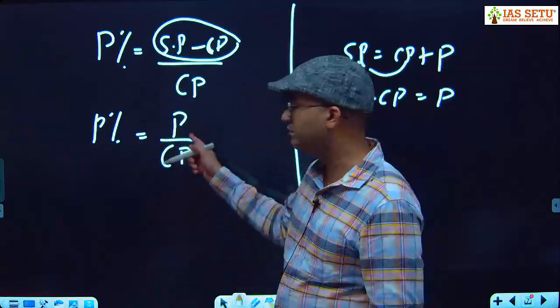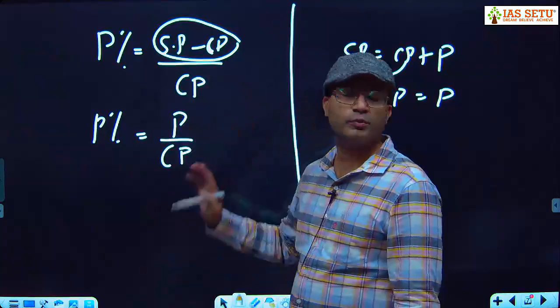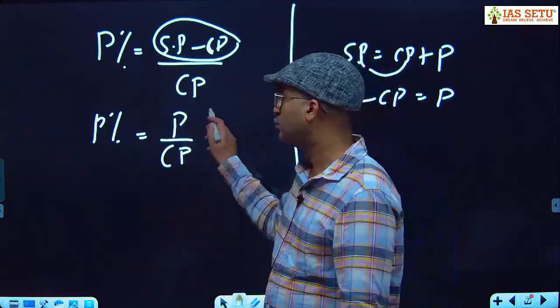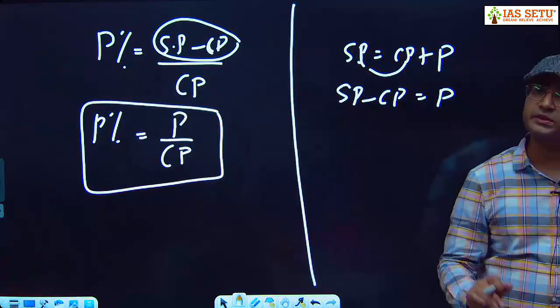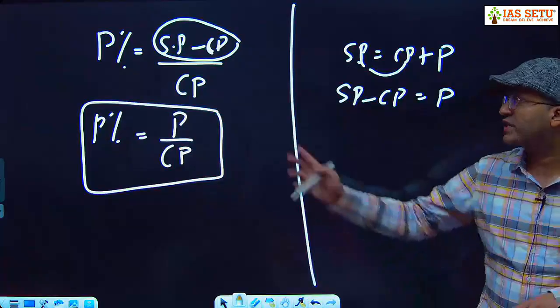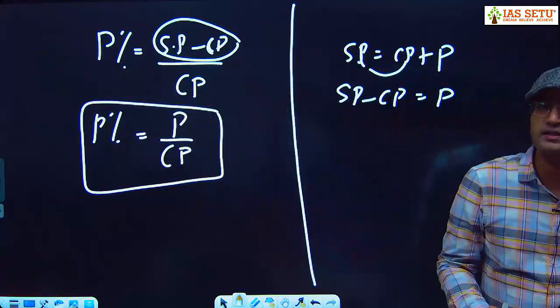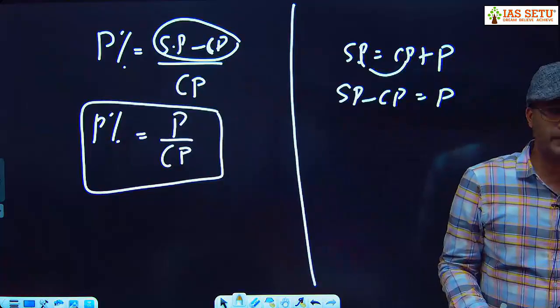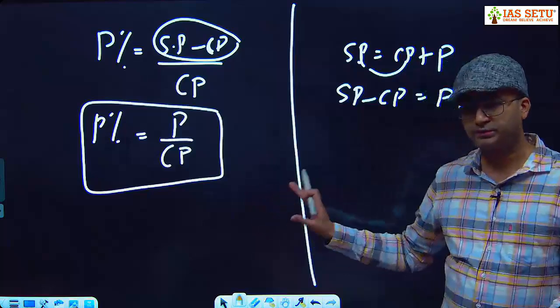Yesterday test में यही वैल्यू यूज की थी. If your cost price 50, your profit 50, तो your profit 1 by 1, 100%. So you can use this also to save your time. P upon CP also gives you profit percentage, क्योंकि selling price minus cost price is P only. So profit percentage is P upon CP also you can take. Okay, just wait, let me take the question.